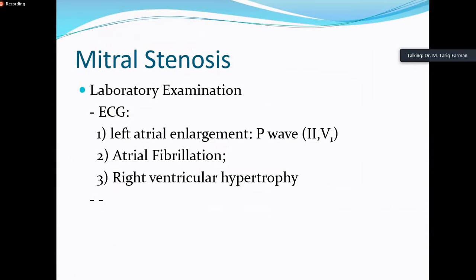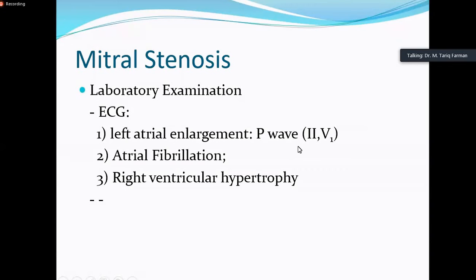Now, how can you diagnose, how can you investigate the case of mitral stenosis? First of all, ECG. If you have the ECG of your patient, then there may be signs of left atrial enlargement. And how can you see the left atrial enlargement on the ECG? So you should look at the P wave. If the P waves are there, then you should look at the morphology of the P wave over the ECG.